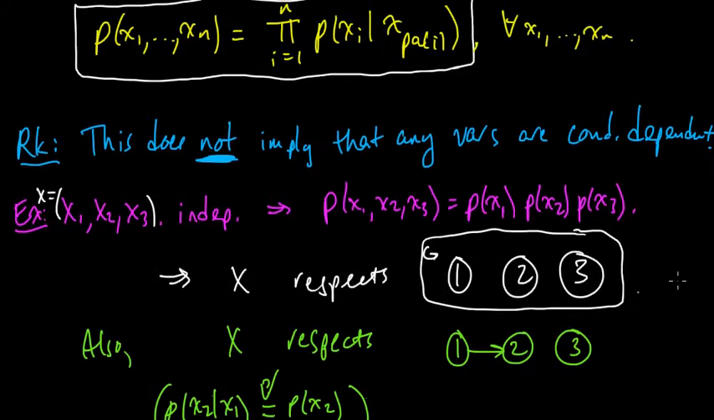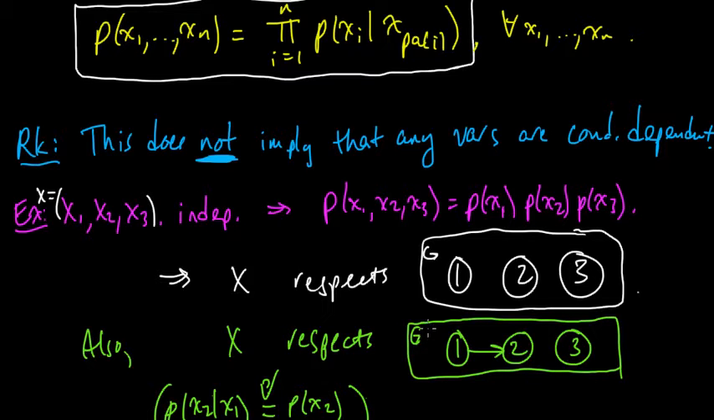We were just looking at this example to illustrate that x, some vector of random variables respecting a particular graph, does not imply that any of the variables are conditionally dependent. So we had x1, x2 and x3 independent for our little example here, and of course the distribution factors. And so we observed that x respected this graph G, where we had 3 vertices and none of them were connected. And we were looking at this other graph here, where we connected x1 to x2, or 1 to 2.